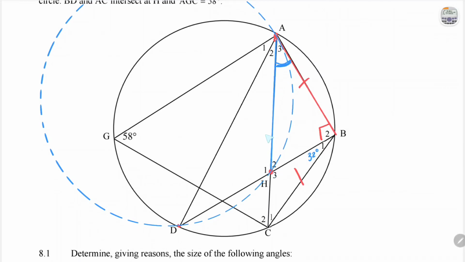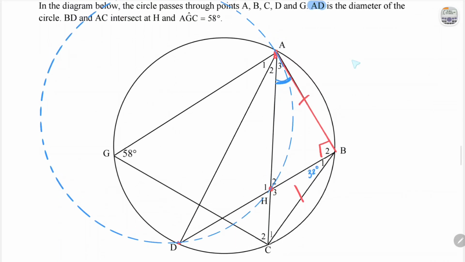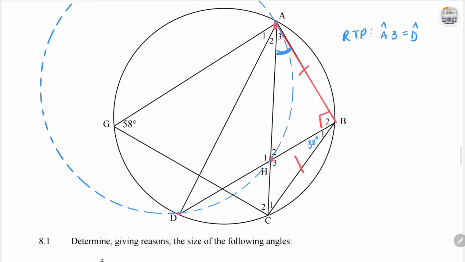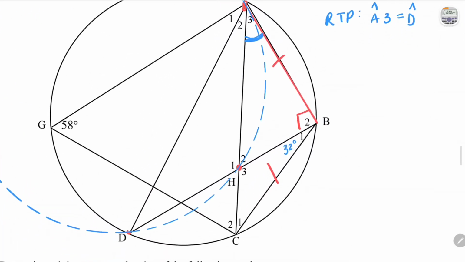So the angle supported by that same chord would be this angle over here, and that's just angle D. We can call it angle D because there's no confusion with that. Okay, so that's what we are required to prove. We are required to prove that angle A3 is equal to angle D. And if we can show that that is true, then this means that AB really is a tangent to this circle. Okay, now we have also been told that AB and BC are equal.